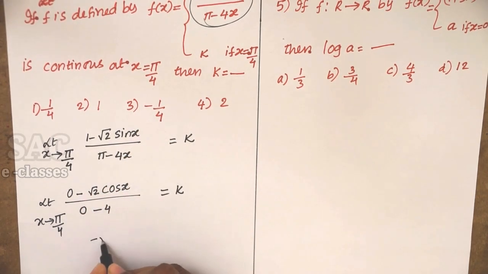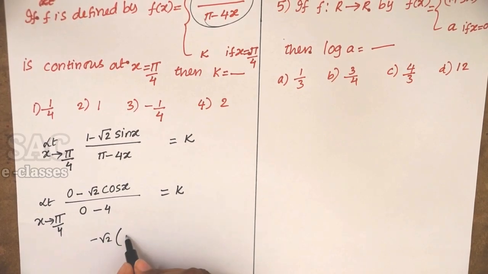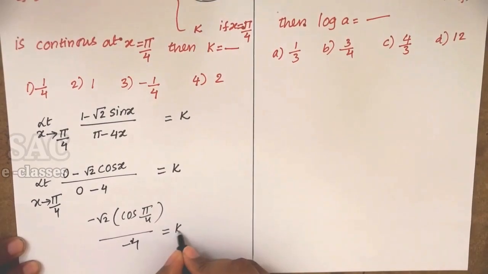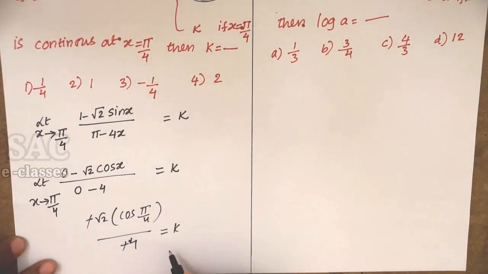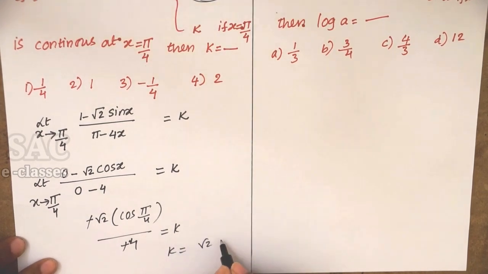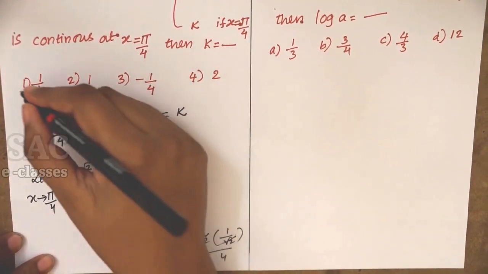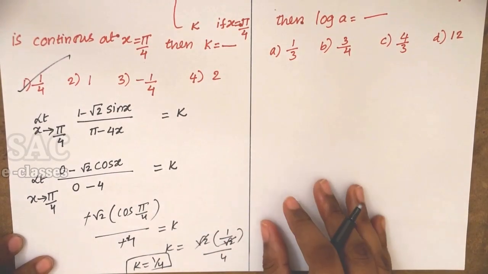Now apply the required limit: that is minus root 2 into cos pi by 4, by minus 4. Minus and minus get cancelled, then k equal to root 2 into 1 by root 2, by 4. Then the answer is k equal to 1 by 4. Option 1 you have to take.